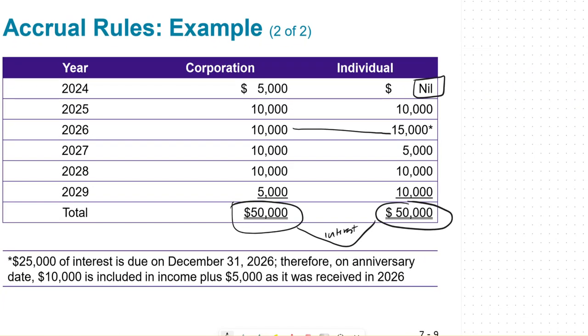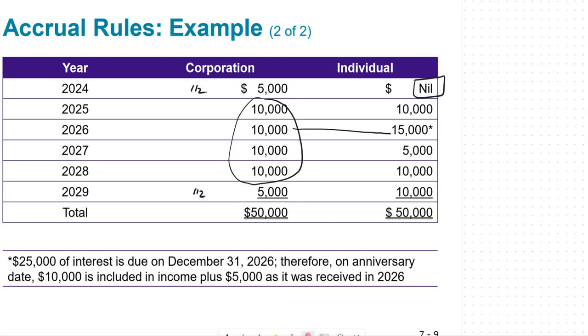Under the corporation, you have a half year here, you have a half year here, but the rest is you have a full year. So that's what happens. But when you have an individual, the individual is not taxed the same way. They're using something called a modified accrual method.